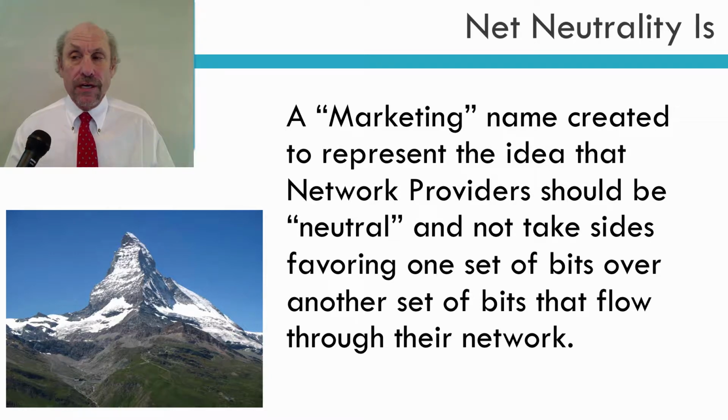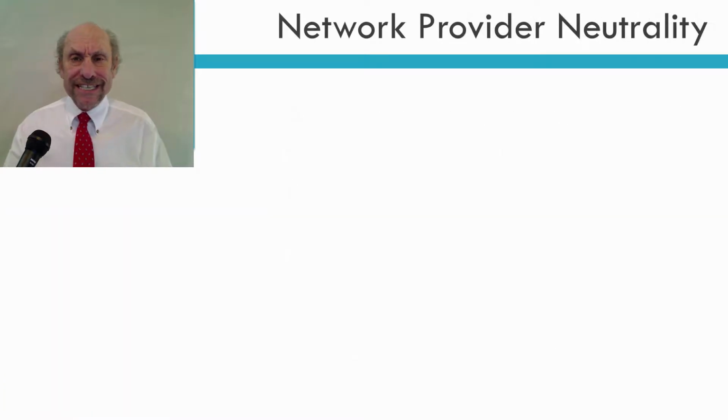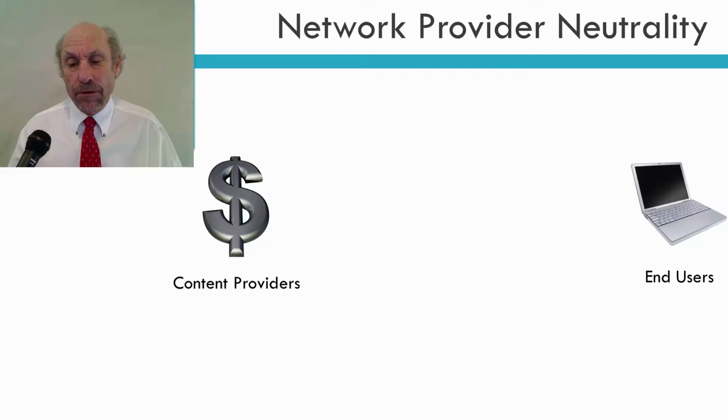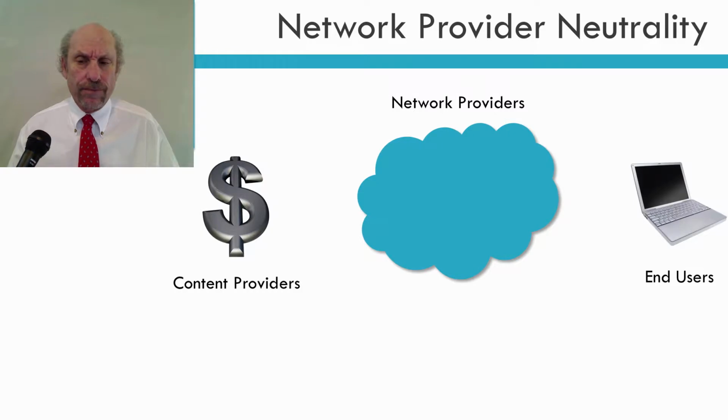Now let me give you a sort of visual view of what I'm talking about. There exist these things called end users. You and I. You're watching this, you're an end user, I'm an end user. And there also exist things called content providers. You're watching this on Udemy. Udemy would be a content provider. And they make money by selling stuff to end users. In between the content providers and the end users is a thing called the network providers.